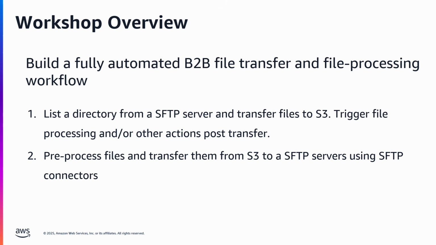The workshop is broken into two modules and will cover two common integration patterns over SFTP. Module 1 will specifically cover listing a directory from an SFTP server and transferring the files to S3. And Module 2 will cover transferring files from S3 to an SFTP server via an SFTP connector. The workshop will also provide examples of pre- and post-processing steps that you can do. Let's dive in and take a closer look at Module 1.